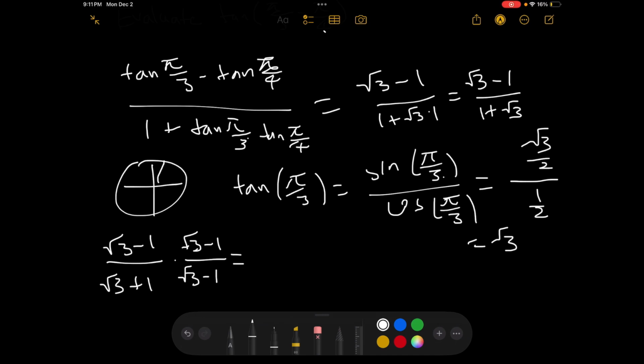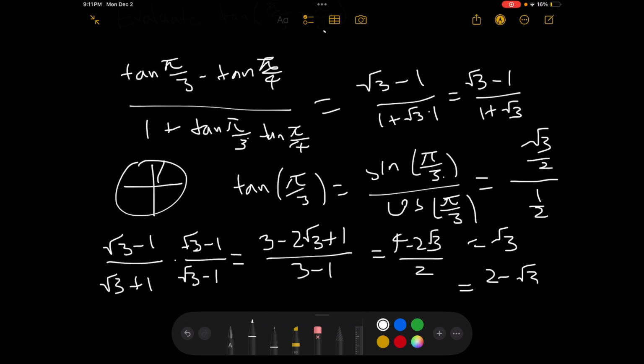So this is 3 minus 2 root 3 plus 1, and the bottom here is 3 minus 1. So this is 4 minus 2 root 3 divided by 2, which is 2 minus root 3. And that is our final value.